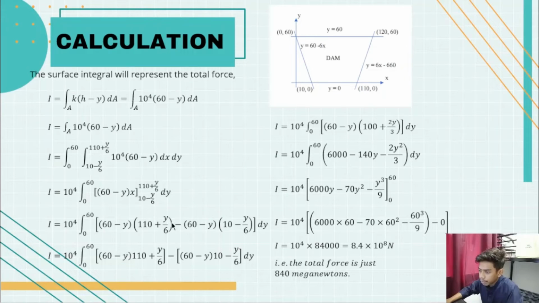So we simplify the solution and get I equal to 10 to the power of 4, integrate from 60 to 0 of 6000 minus 140y minus 2y squared over 3, dy. So we integrate it again in terms of dy. So we get the final answer: 10 to the power of 4 times 84,000, and we get 8.4 times 10 to the power of 8 newtons.